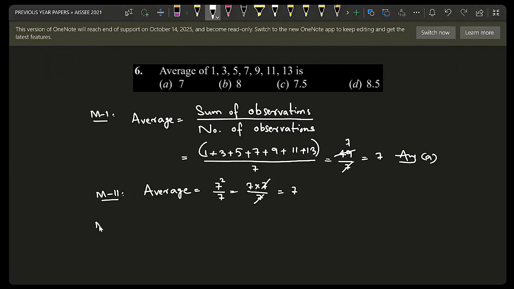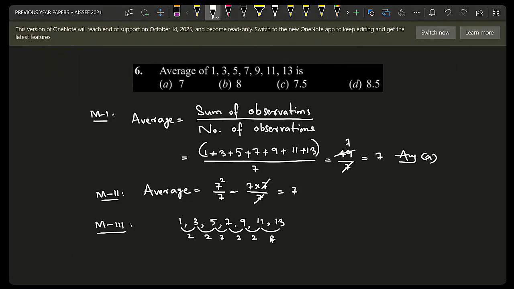And we can also use a shortcut, that is method number 3. These are equally spaced numbers. What do you mean by equally spaced numbers? Let us write the numbers again: 1, 3, 5, 7, 9, 11, 13. What is the spacing between them? Spacing is nothing but the difference. 1, 3 difference is 2. 3, 5 difference is 2. So everywhere you can see the difference is 2.